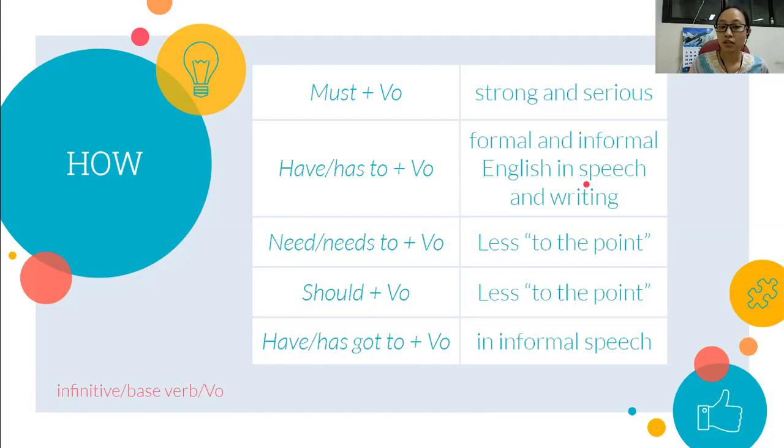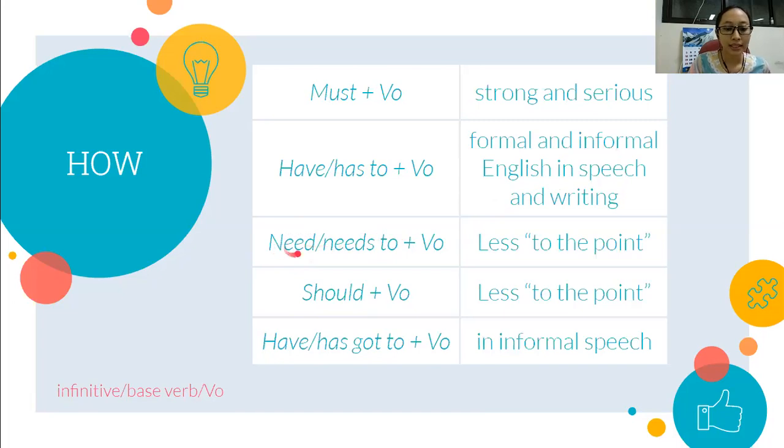And have or has to can be used in formal and informal English. It can be used in both speech, conversation, or in writing also. Jadi bisa digunakan untuk percakapan dan juga dalam tulisan. And the third one is need or needs to.